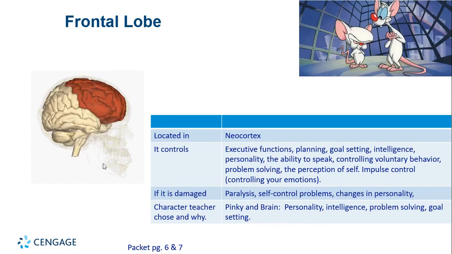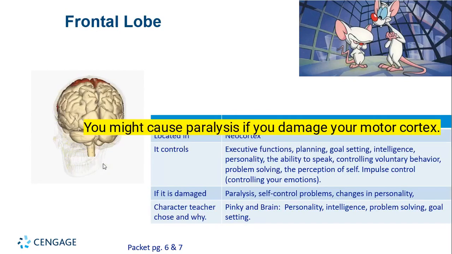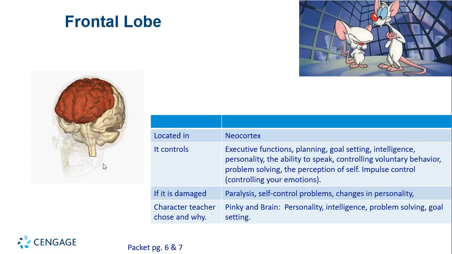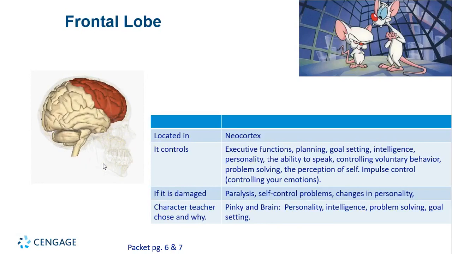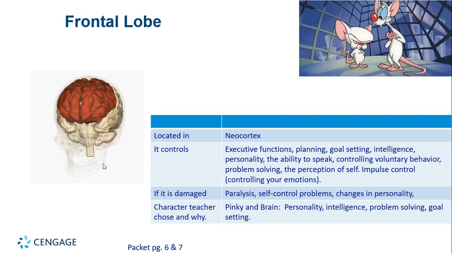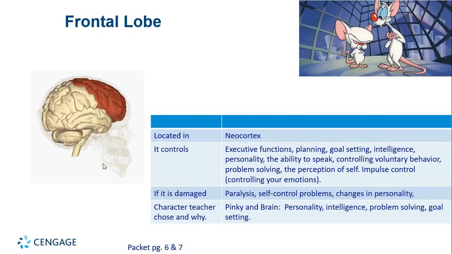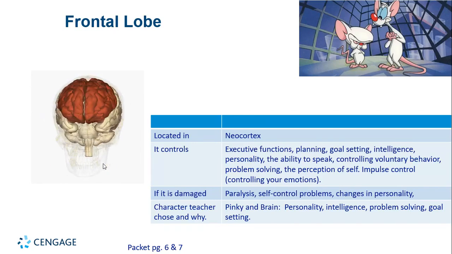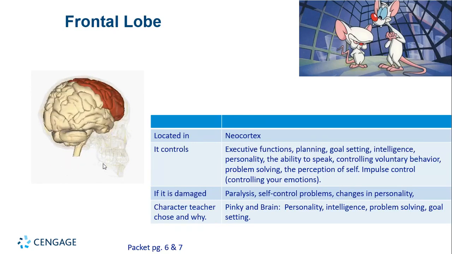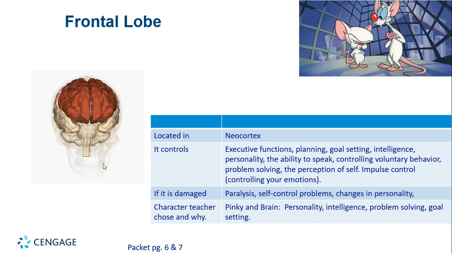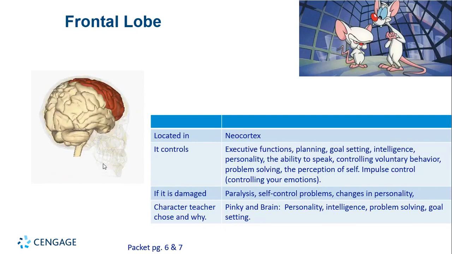Depending on which part of your frontal lobe you damage, you might also cause paralysis, problems with self control, especially if you damage your prefrontal cortex or your anterior cingulate. Changes in personality also would be part of your prefrontal cortex and anterior cingulate. Because one of the things your frontal lobe does is it controls your limbic system. Your limbic system without your frontal lobe is very animalistic.